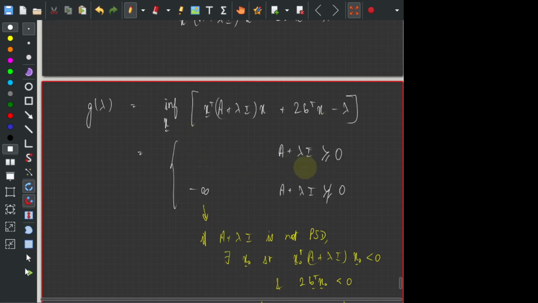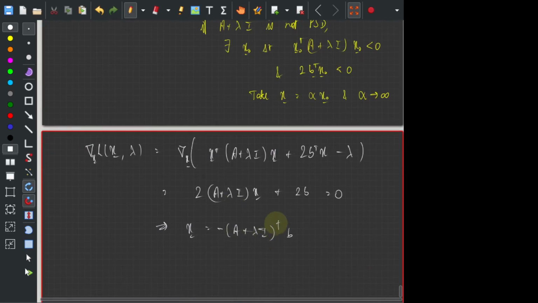So what is the infimum equal to? What is the Lagrange dual function equal to? Minus A plus lambda... No, it's over x. Are you sure? Because there should be an x transpose (A plus lambda I) x, with x equal to minus the pseudo inverse of A plus lambda I times B.